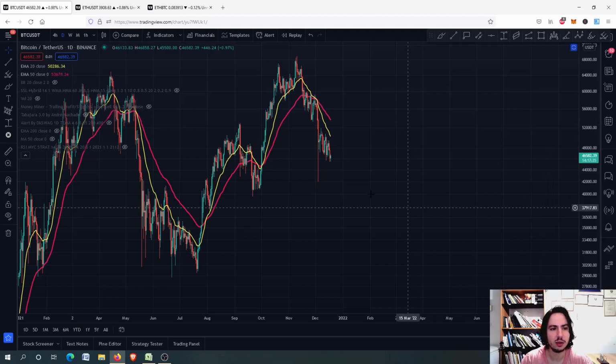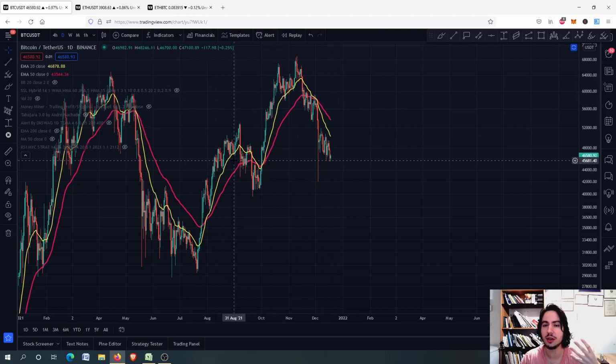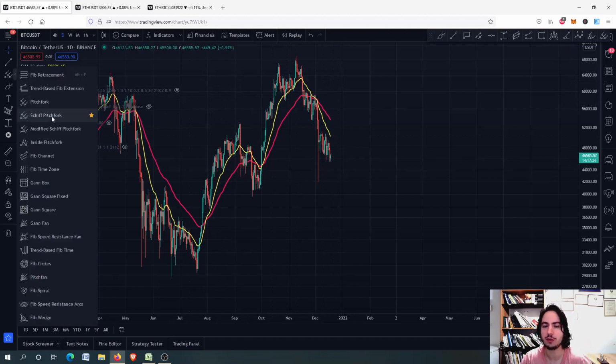Secondly, we are going to use a trading tool which I find very useful when we are in a downtrend because it includes the time in our price analysis, and that is the Schiff Pitchfork. Sometimes the Pitchfork as well, or modified. However, the Schiff is more reliable to me now, and in the cryptocurrency market in general.